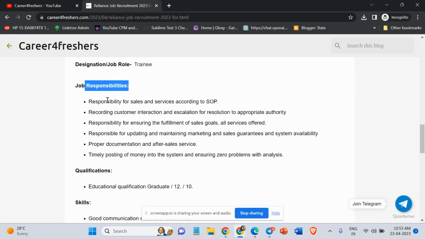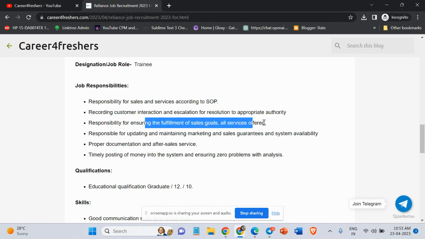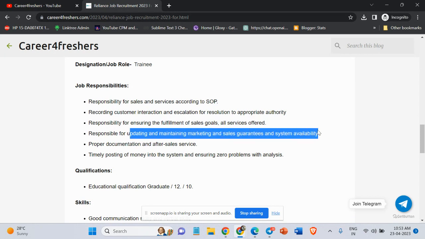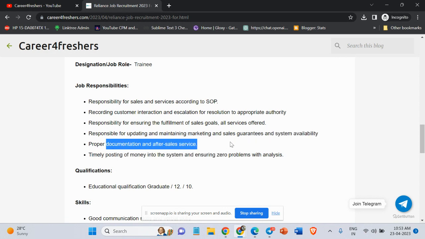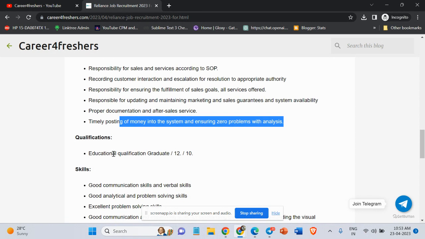Next is job responsibility. Responsibility for sales and services according to SOP. Recording customer interaction and escalation for evaluation to the appropriate authority. Responsibility for ensuring the fulfillment of sales goals and all services offered. Responsibility for updating and maintaining marketing and sales guarantees and system availability. Proper documentation after sales service. Timely posting of money into the system and ensuring zero problems with analysis.